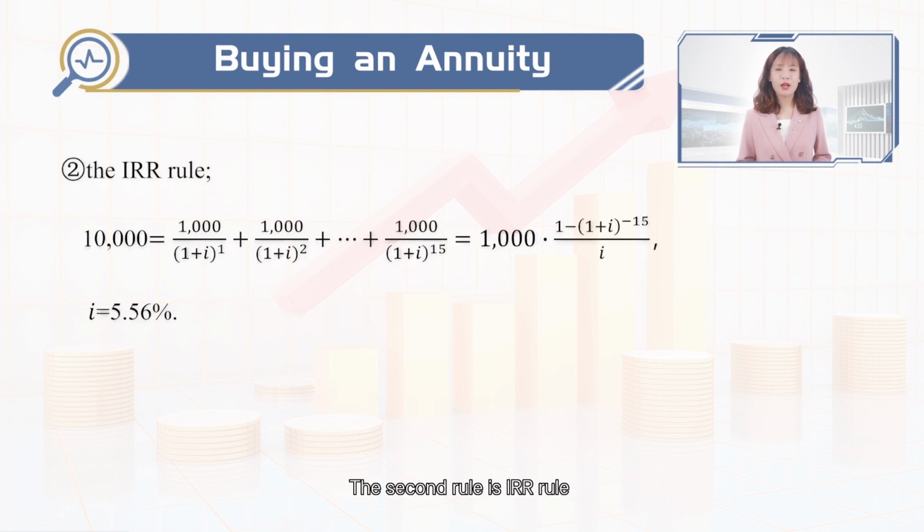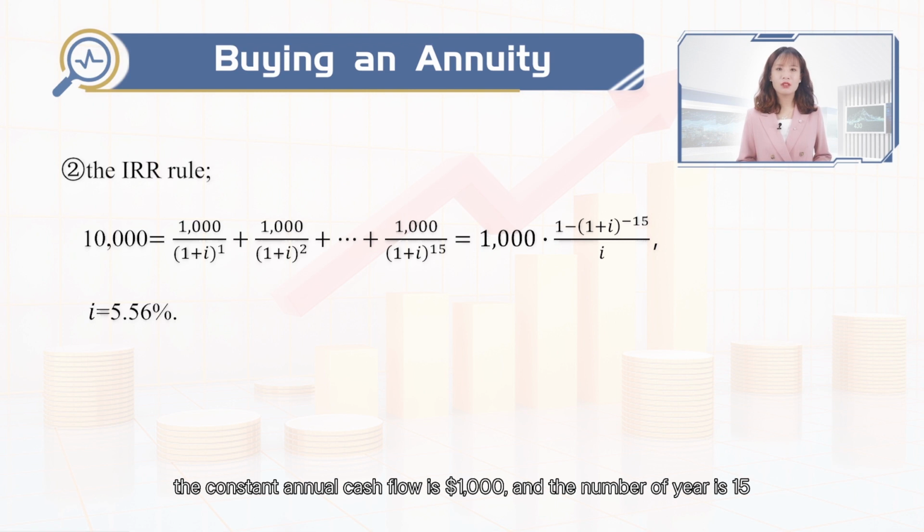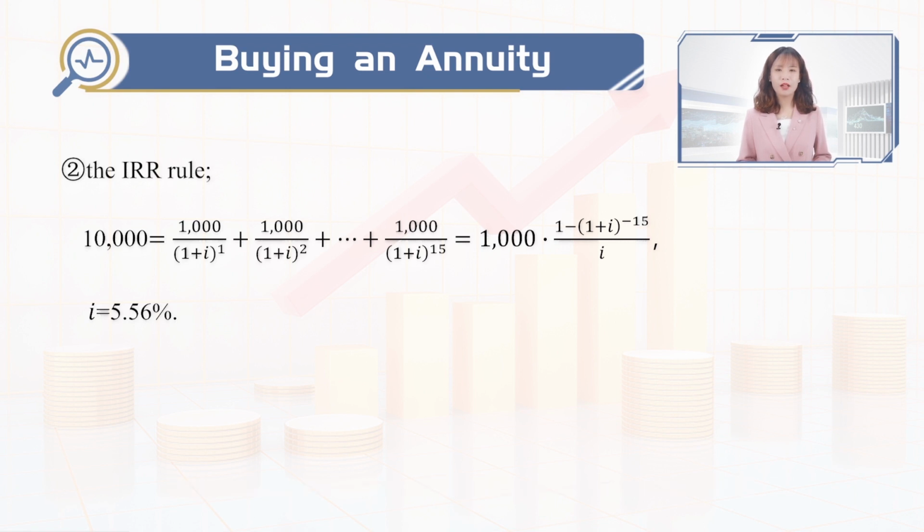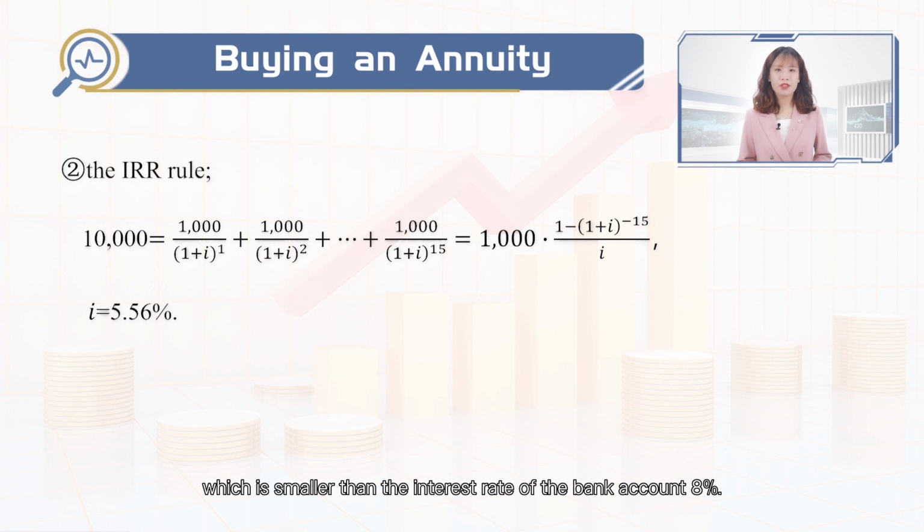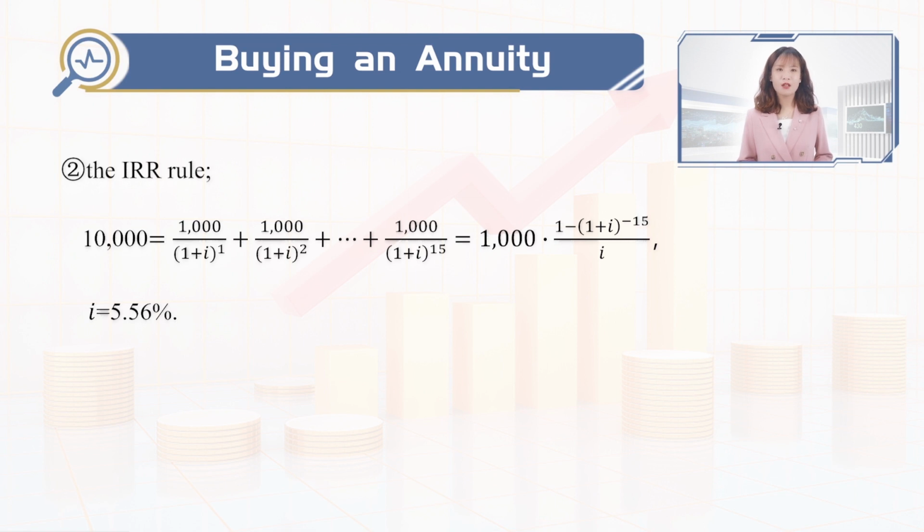The second rule is the IRR rule, where we should compute the implied interest rate on the annuity. Take the PV as $10,000. The constant annual cash flow is $1,000, and the number of years is 15. The IRR is obtained as 5.56% per year, which is smaller than the interest rate of the bank account, 8%. So it is not better to invest in this annuity.